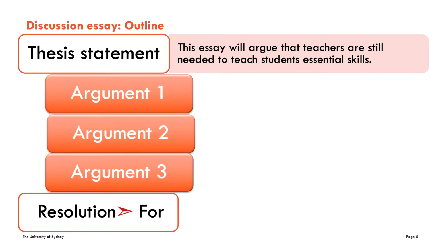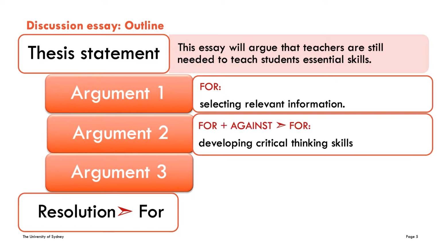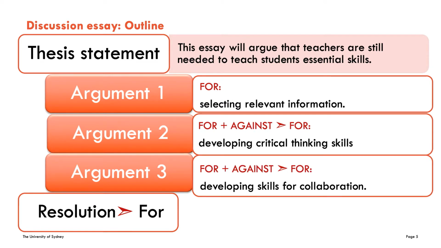In a discussion essay, you will present a series of arguments to support your overarching thesis statement. These arguments are organised around the different ideas you will have read in the literature, that is, your analysis. The arguments in our sample essay outline presented here are organised around selecting relevant information, critical thinking, and collaboration between students. Pause the video if you need more time to read.